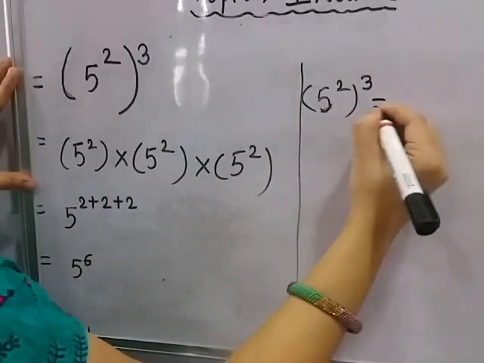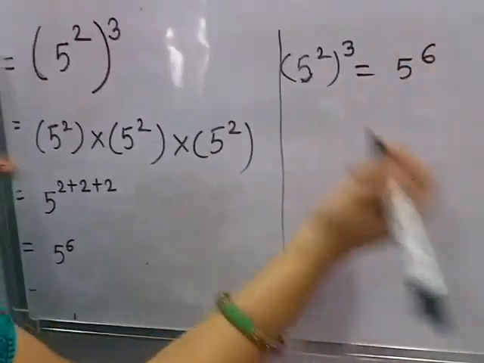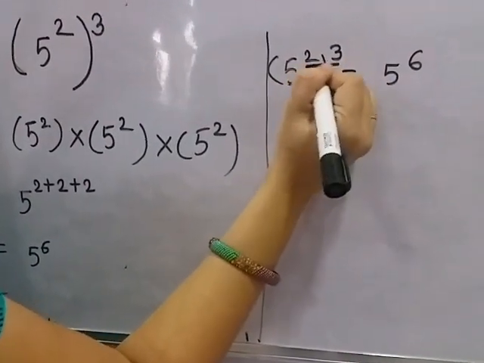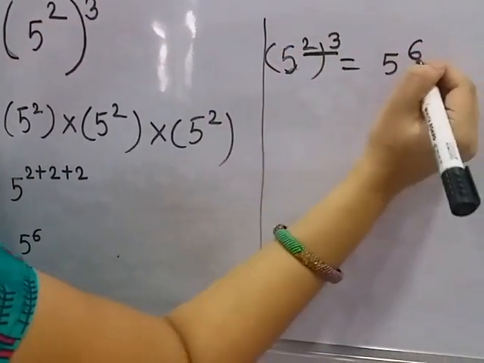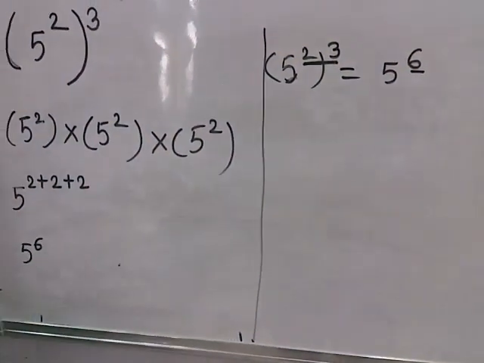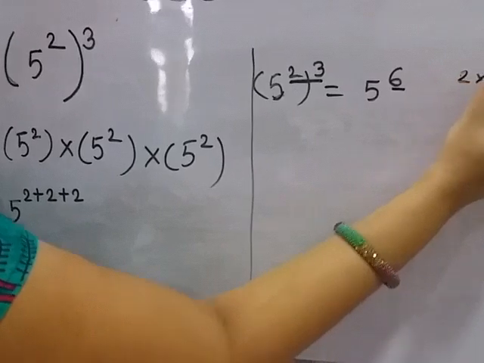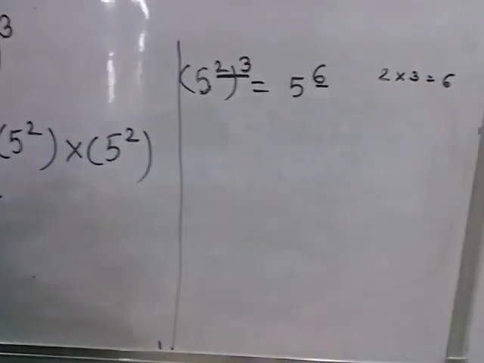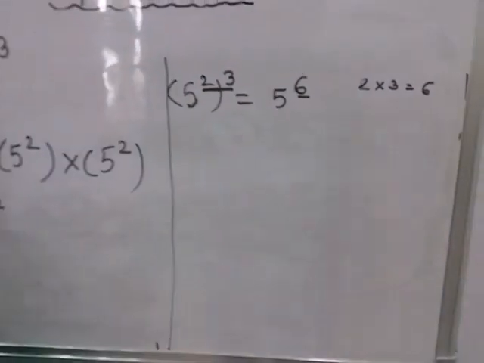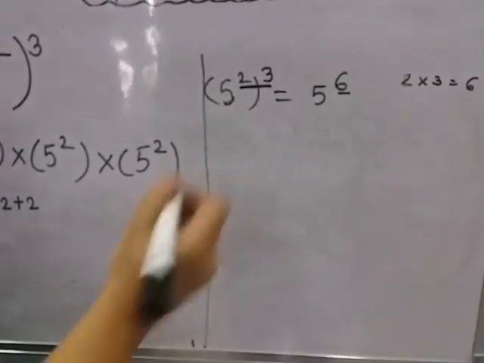And what is the answer we got? 5 raised to 6. So now student, compare this index. This 2 and 3 and 6. What is the relationship over here? Yes, if you multiply 2 into 3, we are going to get the answer 6. Correct? So here again we'll get the next law of indices.